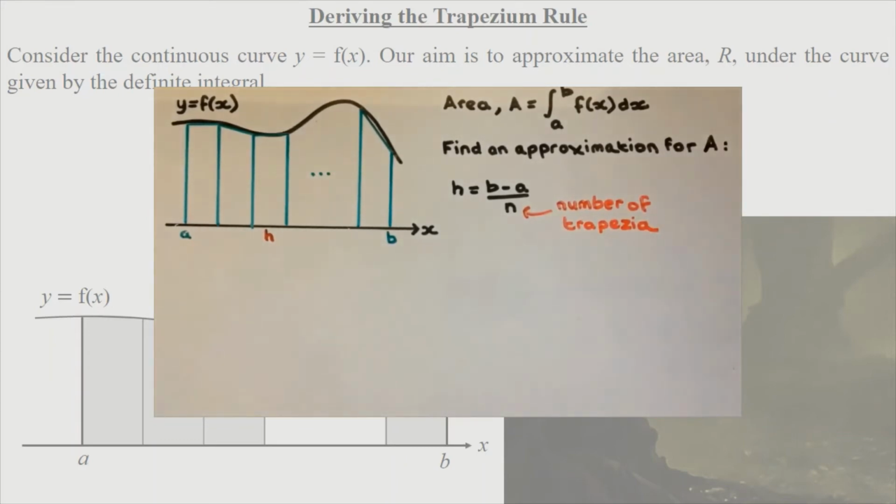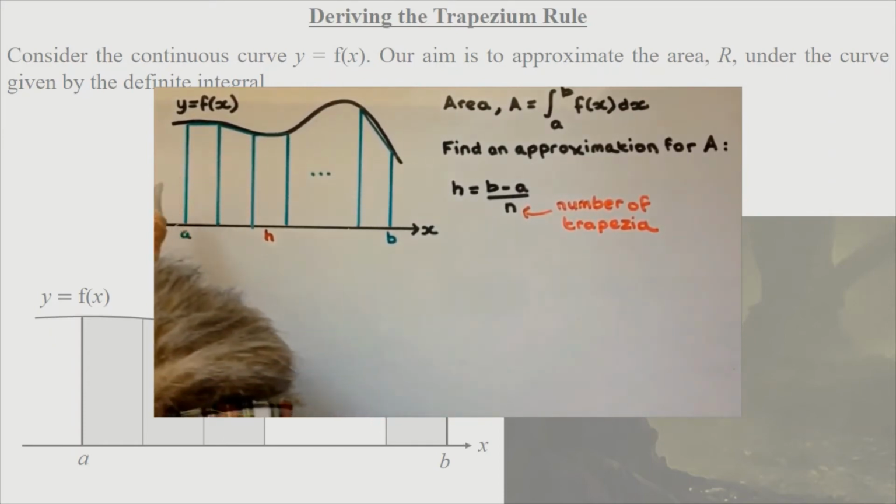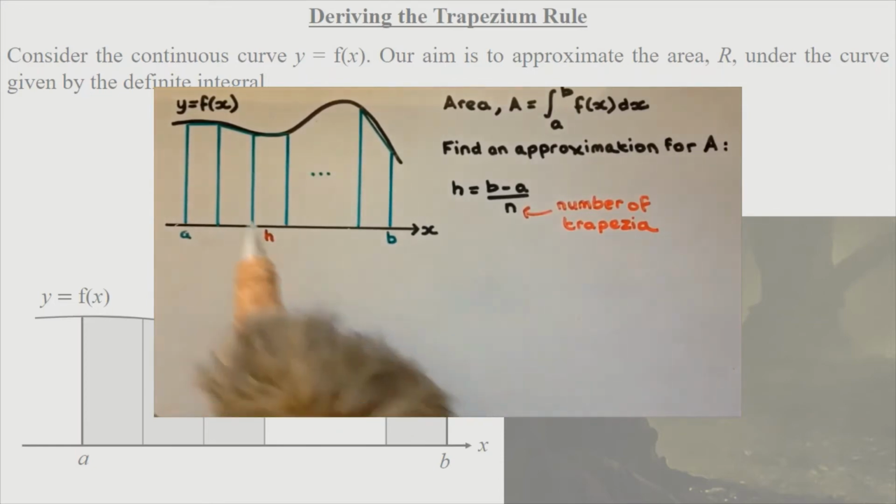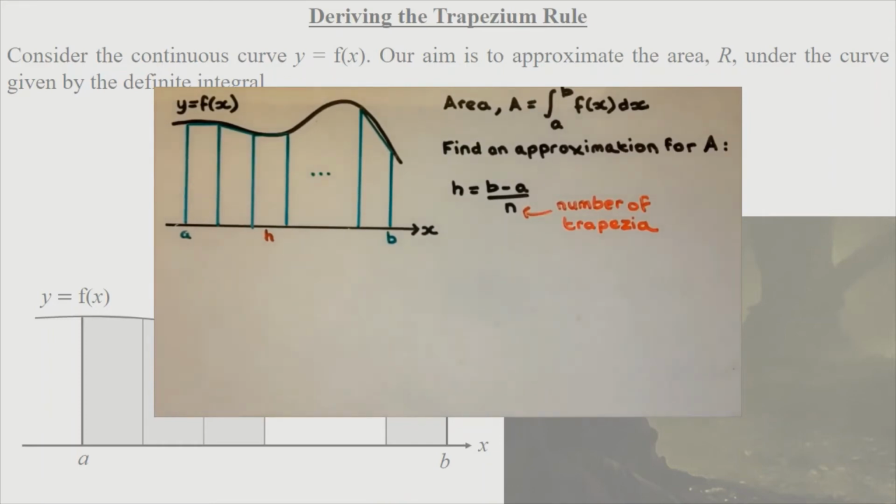Okay, so we've got that. Now, the other thing we need to know is what the parallel sides are going to be. Remember, we're going to use the parallel sides to establish the area of each of these trapezia separately. Well, the easiest way to do this, and you'll see this in a lot of questions, is to use a table. So that's what we're going to do next.